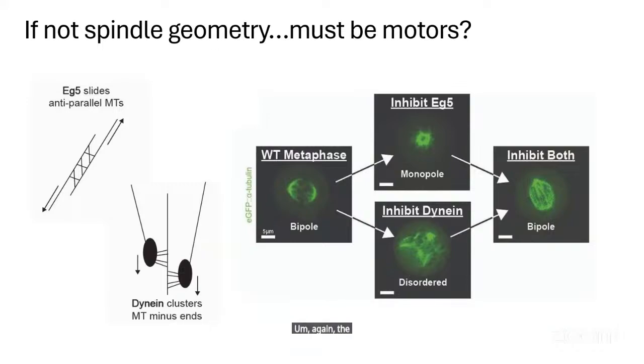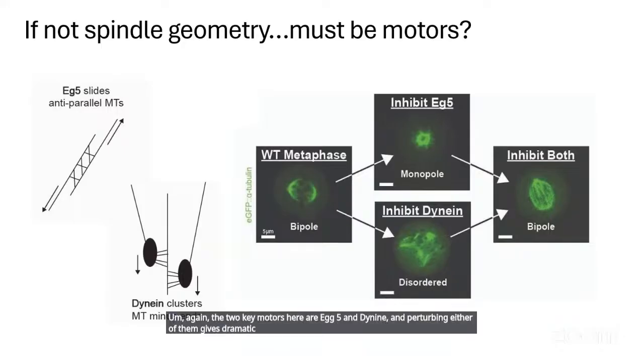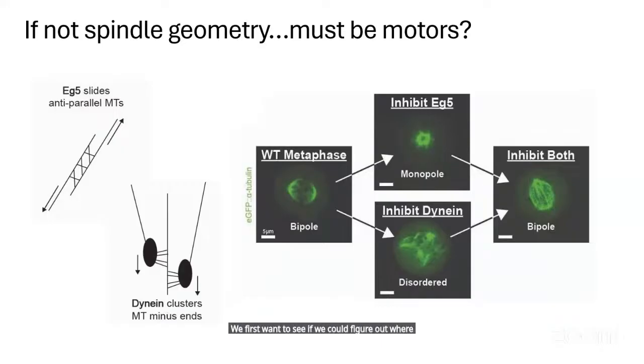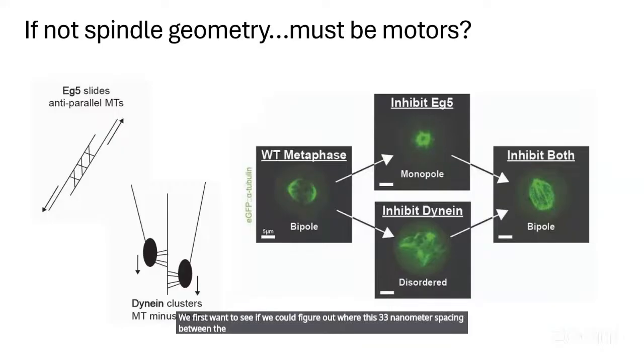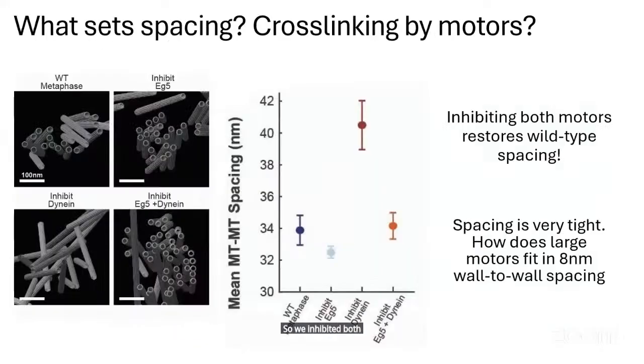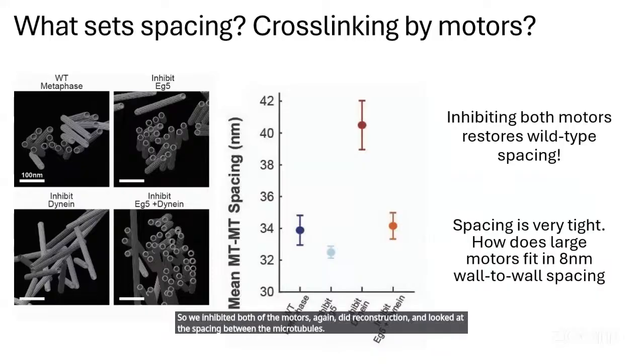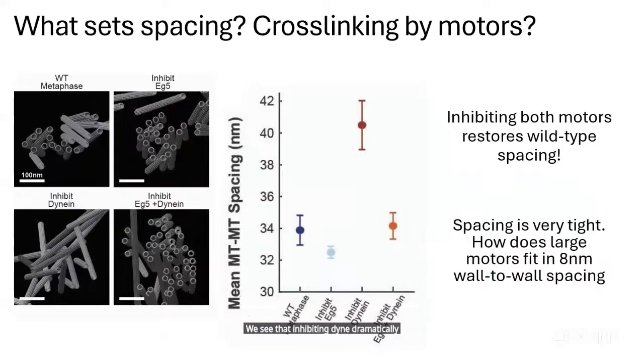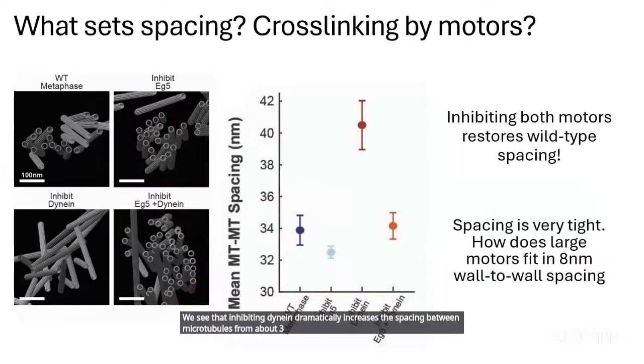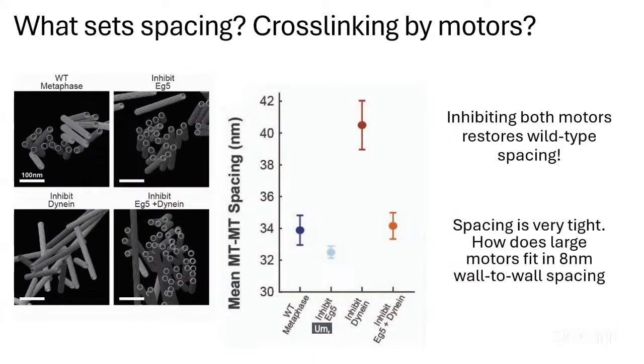Again, the 2 key motors here are EG5 and dynein, and perturbing either of them gives dramatic reorganization of the spindle geometry. We first wanted to see if we could figure out where this 33 nanometer spacing between the microtubules came from. So we inhibited both of the motors, again did reconstruction, and looked at the spacing between the microtubules. We see that inhibiting dynein dramatically increases the spacing between microtubules from about 33 to 40 nanometers from center to center. However, inhibiting both of the motors restores the wild-type spacing.